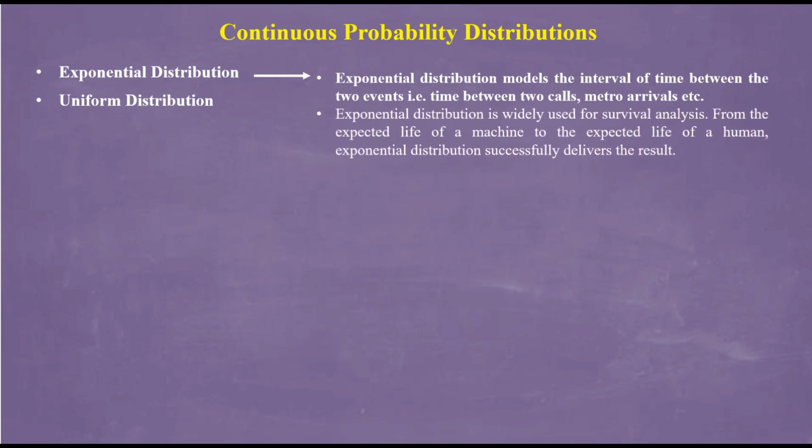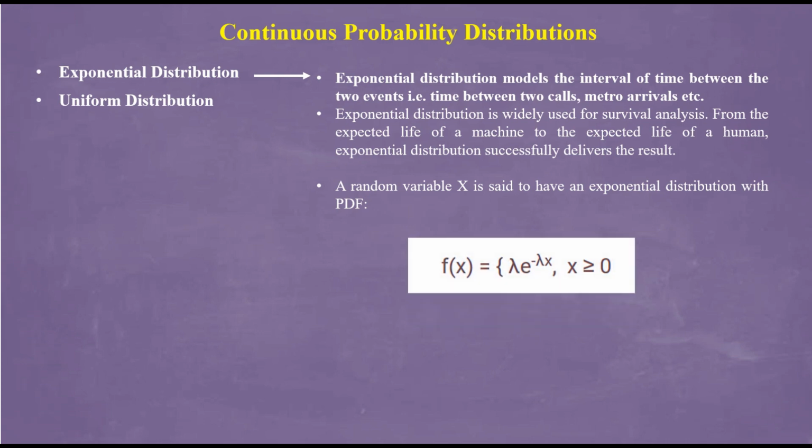Exponential distribution is widely used for survival analysis, from the expected life of a machine to the expected life of a human. Exponential distribution successfully delivers the result. A random variable x is said to have an exponential distribution with probability density function f of x equals lambda e to the power minus lambda x, where x is greater than or equal to 0. Now lambda is always greater than 0 because it is a failure rate or arrival rate. A rate cannot be negative, and hence the value of lambda will always be greater than 0.